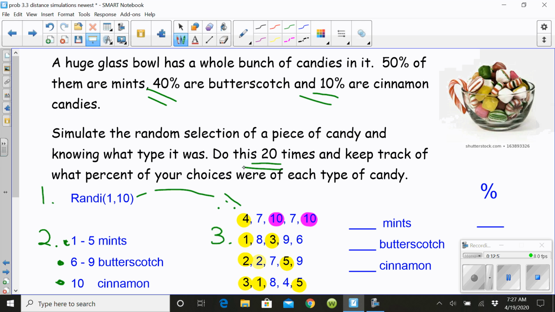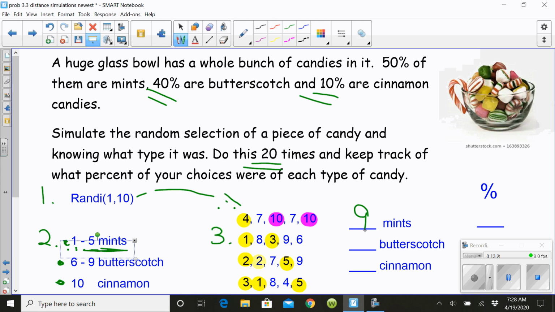Now, I've gone back and I've started analyzing my data. Any number that represented a mint candy, remember mint? Look over here. Mint was any number from 1 to 5. Well, I've gone through and I turned those yellow. Any number from 1 to 5. So let's see. 1, 2, 3, 4, 5, 6, 7, 8, 9. 9 times I got a mint.